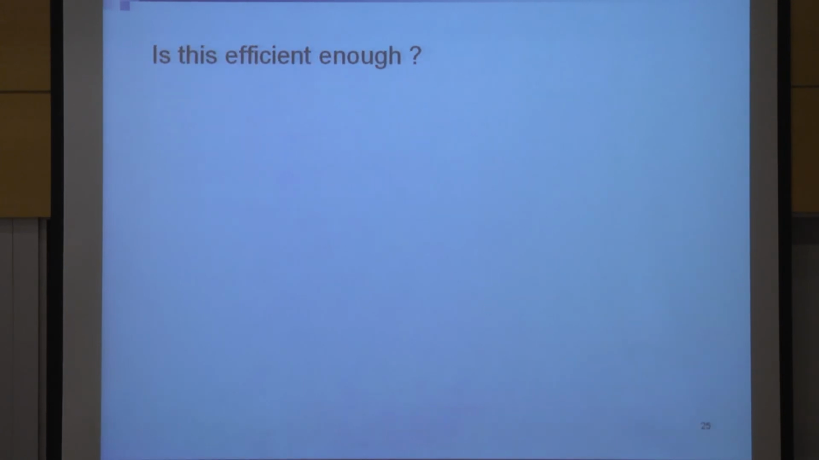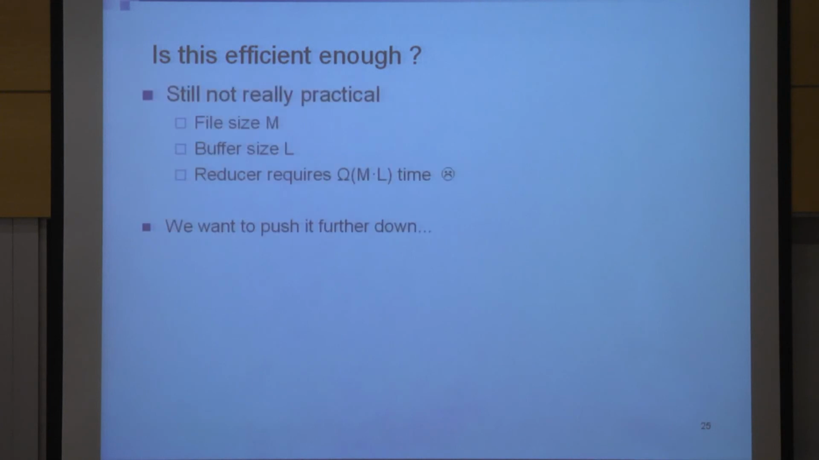But is it efficient enough? And the answer is no, not for practical applications. Theoretically speaking, it all looks good, but for practical applications, suppose the file size is M and the buffer size is L. The reducer that we had requires M times L computations, and that's too much. We want to really push it to M plus L.